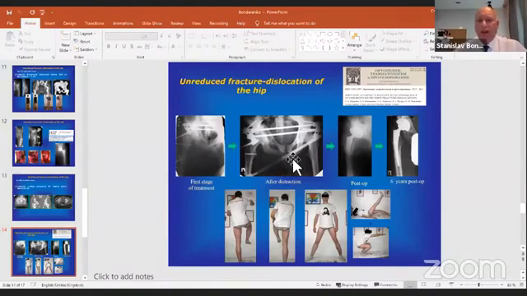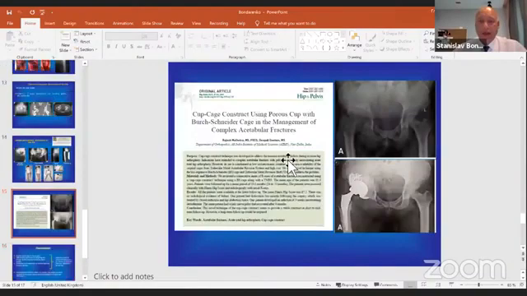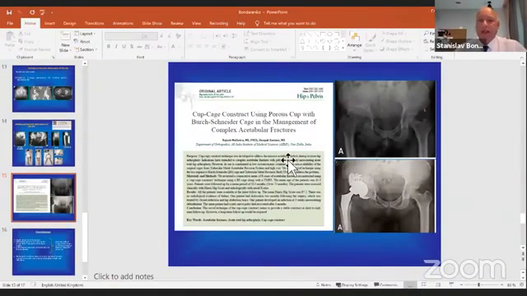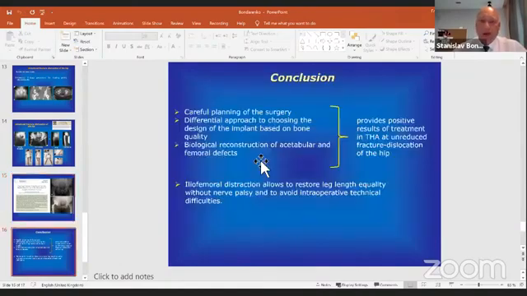An alternative option in this case, due to recent data, is to use the cup cage technique with reconstruction with use of allografts. This technique also has good results in the medium term of follow-up.